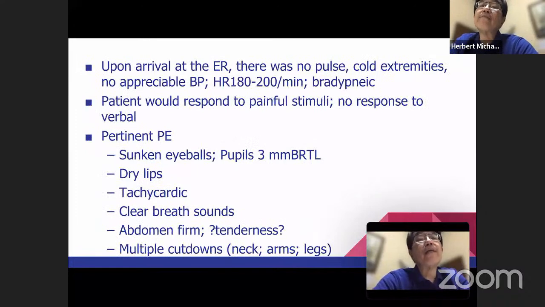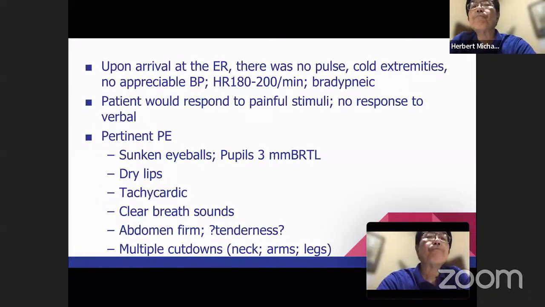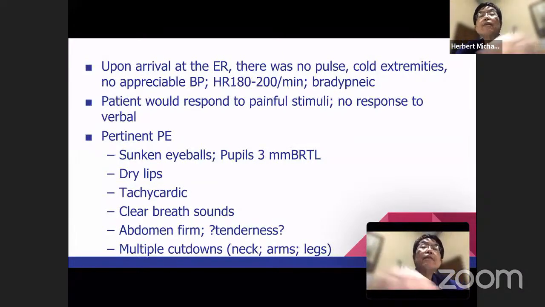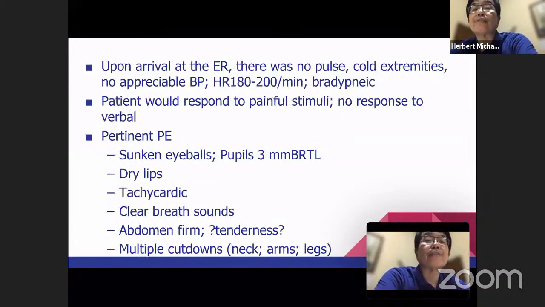So upon arrival at the emergency room, the patient had no pulse. The patient was cold. No appreciable blood pressure. The patient still is tachycardic at 180 to 200 per minute and was bradypneic. Obviously, if you see a patient like this, you already know that the patient is on the brink of death. And of course, the patient would not respond to any painful stimuli and no response to verbal. Pertinent in the physical exam, the eyeballs are sunken.